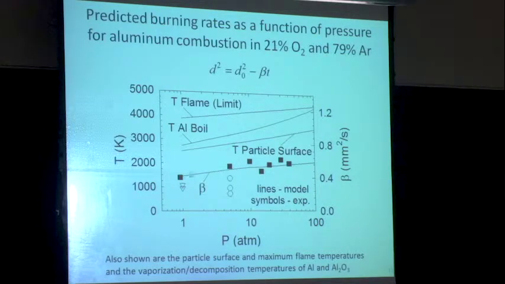Indeed, what you find, if you do that as a function of pressure, as you might expect, because it's a diffusion flame, there's very little dependence on pressure, and the burning rate constant remains nearly constant as a function of pressure.